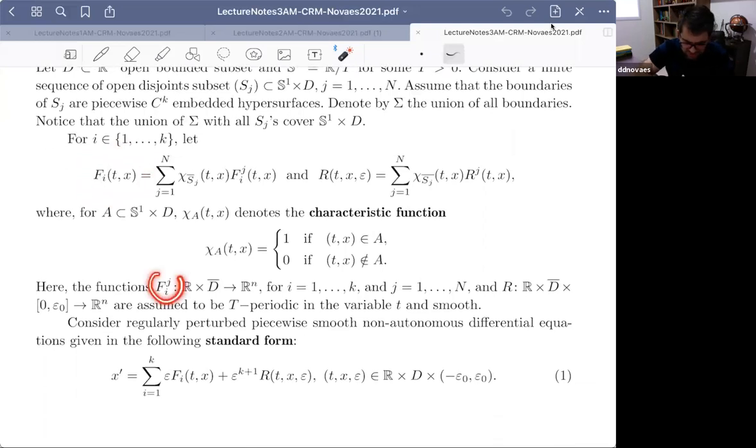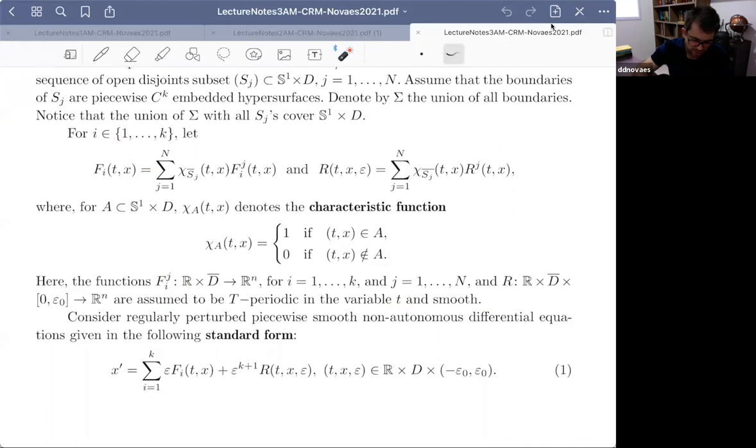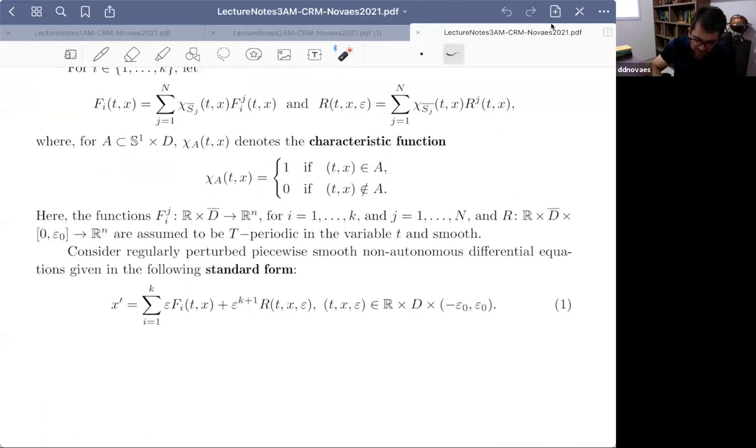Here all the functions F_ij are T-periodic in the variable t, and we will also assume that they are all sufficiently smooth. We can also produce results in less regular contexts, but here we will just assume that they are all smooth. And we will consider differential equations in this standard form, the same that we have considered before. The only difference here is that we are allowing the functions to be non-smooth.